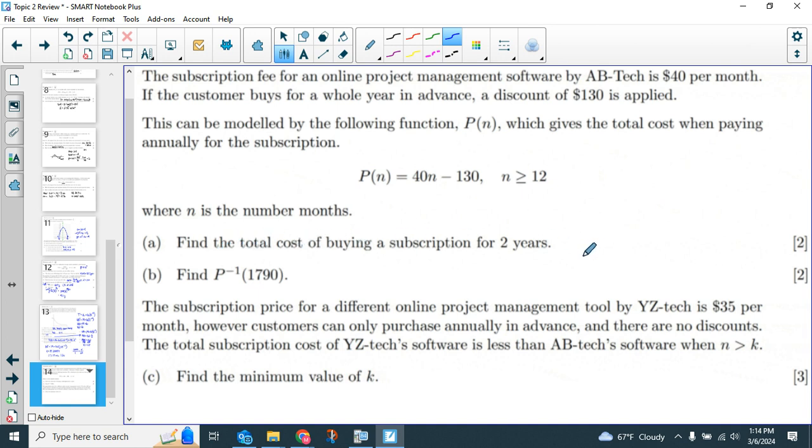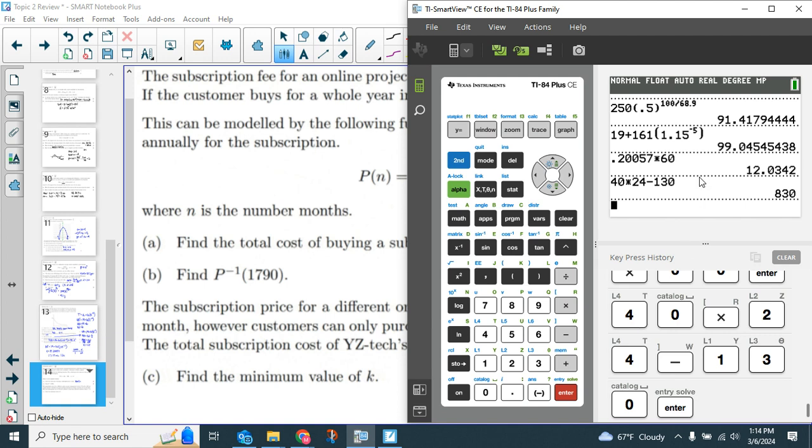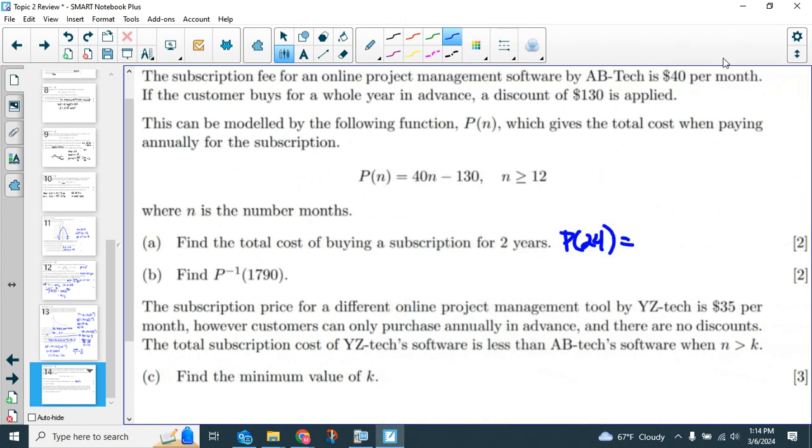Well, 2 years is 24 months, so we simply find P of 24. So 40 times 24 minus 130 is $830.